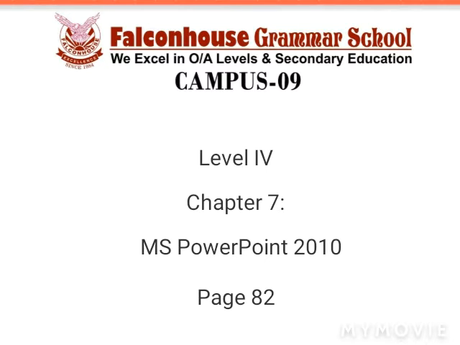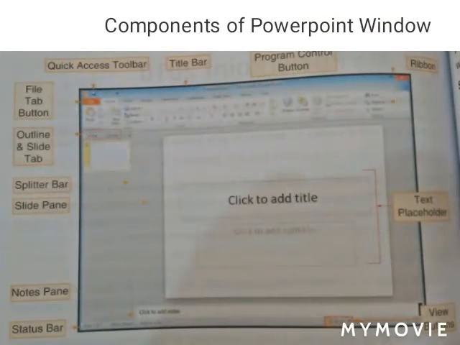We will continue chapter 7, MS PowerPoint 2010. We already discussed chapter 7, page number 81, in which I explained the introduction of PowerPoint and how to create a simple slide, and also discussed different presentation views, as you have done in your assignments also. Today I am going to explain the components of PowerPoint, on page number 82. Now take out your books and open page number 82.